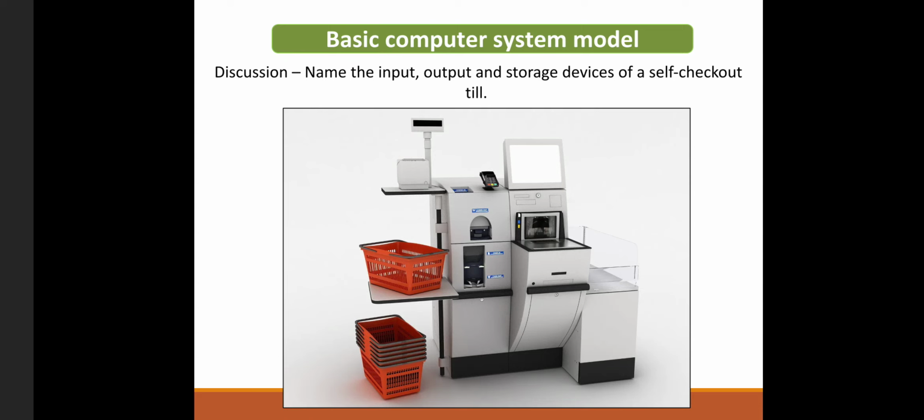So some of the answers are the barcode reader for the input device, the card reader as an input device, the camera as an input device. Output devices are like the monitor, the printer for the receipt, and the speaker for the sound.